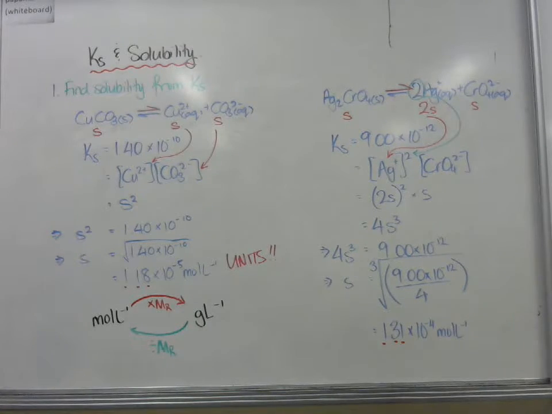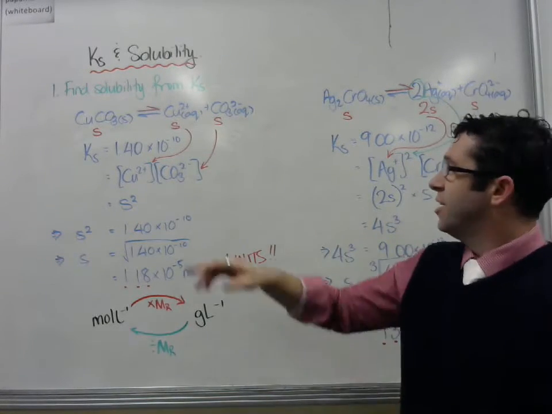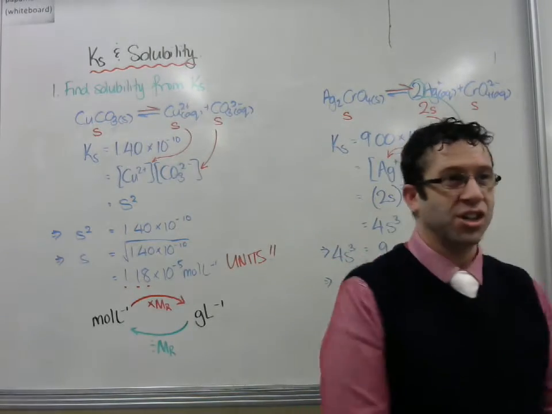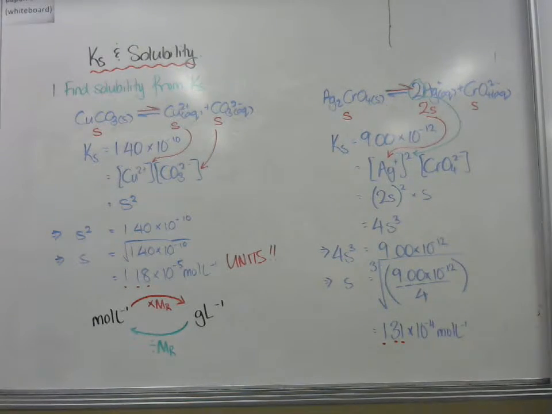This is all really nice and easy because it's all a 1-to-1-to-1 ratio. What happens if it's not? Now this is the one from your book.